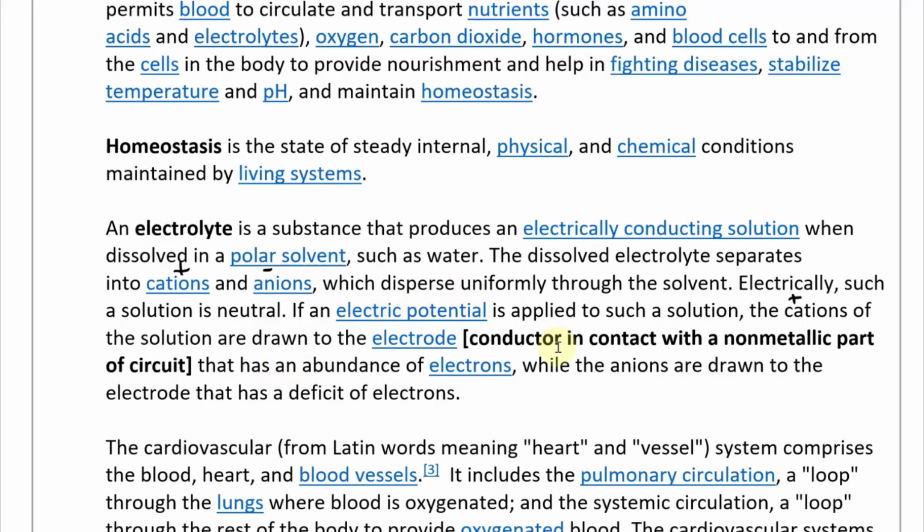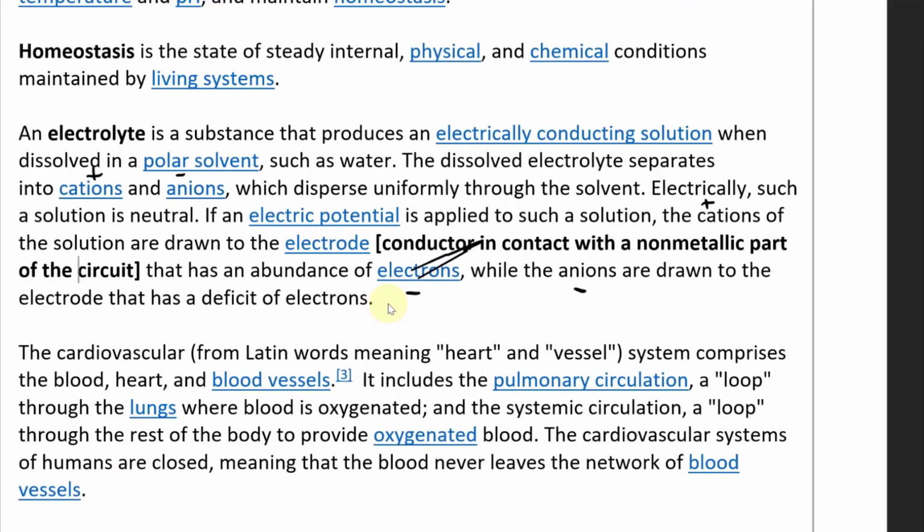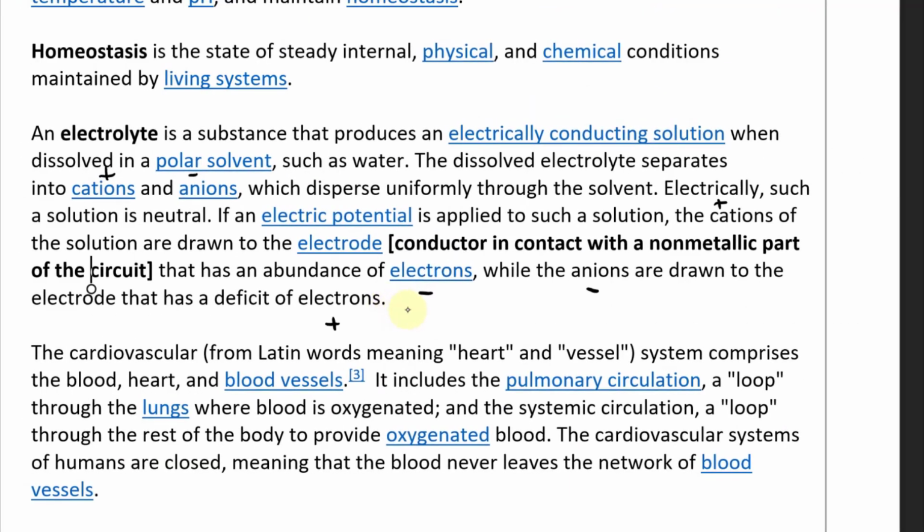And then when you apply an electric potential or electric pressure, basically a bunch of charges of one kind on one side and the other kind on the other, the cations of the solution are drawn to the electrode, which is a conductor in contact with a non-metallic part of the circuit. Essentially it's a conductor that allows electrons or current to flow through, but this is a non-metallic part of the circuit. So the cations go to the electrode that has an abundance of electrons, so the minus side, while the anions, which are minus, are drawn to the electrode that has a deficit of electrons, so it has a relative plus charge.